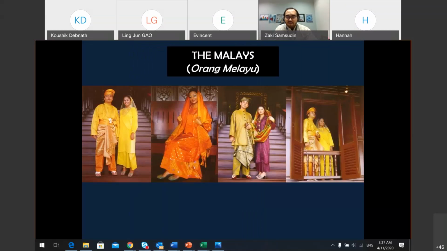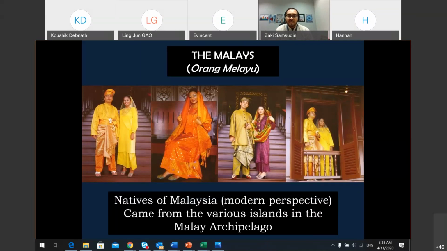Now, I just would like to cover some very quick points about the Malay community. As I said, this is something that you would study also in Life in Malaysia, the other MPU subject, and also in Malaysia Culture and Life in the diploma subject that some of you I'm sure had taken before. Now, the Malay community are considered in the modern perspective the natives of Malaysia.